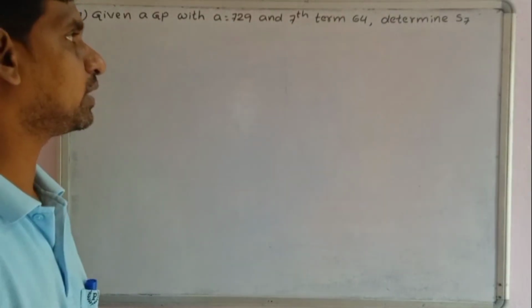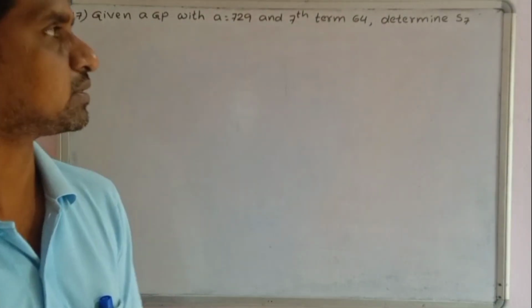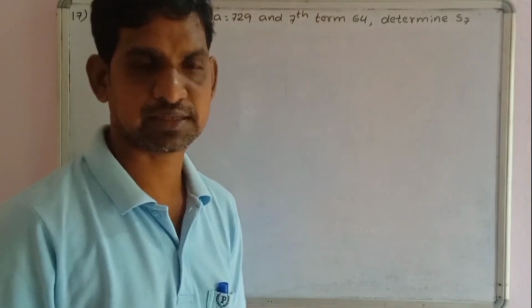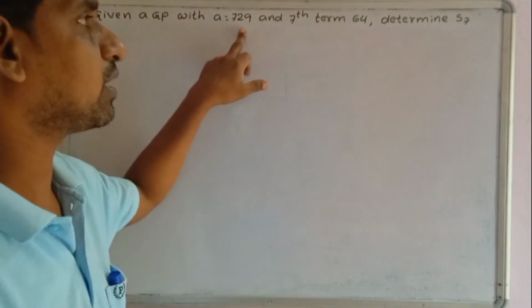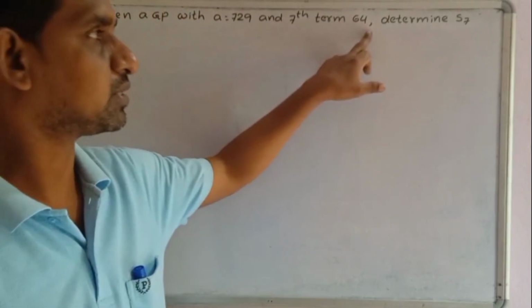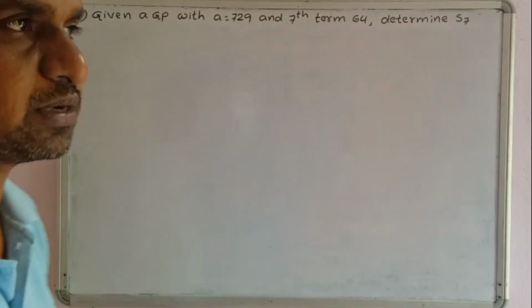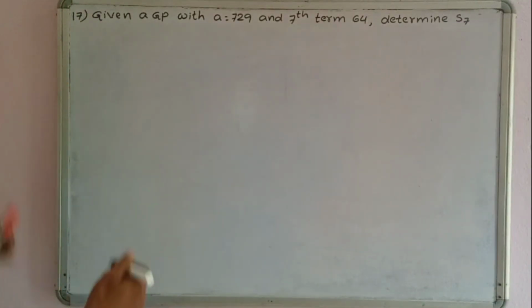First term a equals 729 and 7th term equals 64. Determine S7. అయితే sum of first 7 terms అంటే మీరు find out చేయాలి. See the solution.